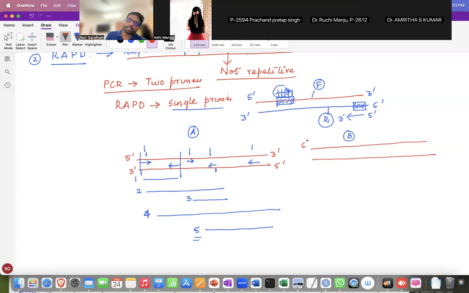Right? This is 5 prime and this is 3 prime. And this is 3 prime and this is 5 prime. Right? You have, again, got amplified. You are getting amplified this particular region, same primer here. Same primer here. Now, per se, in this particular individual, there is no binding site here for the primer. So this primer will not bind.